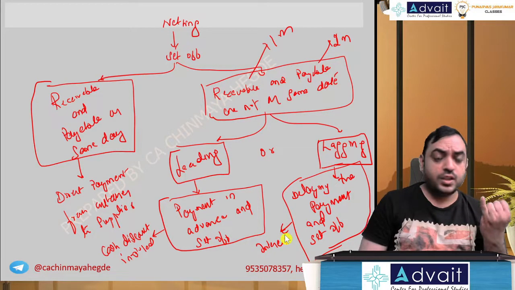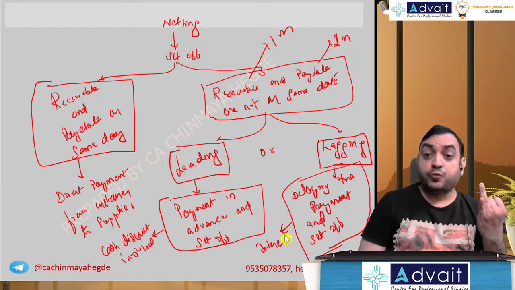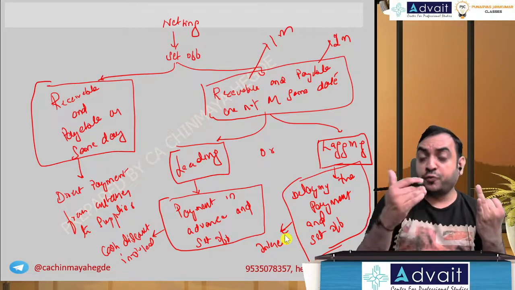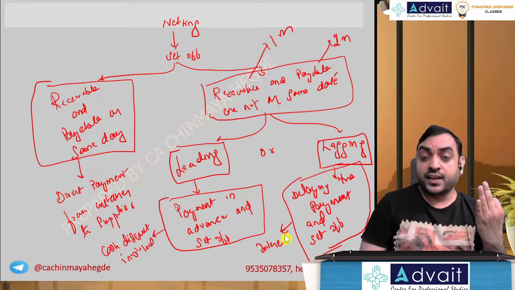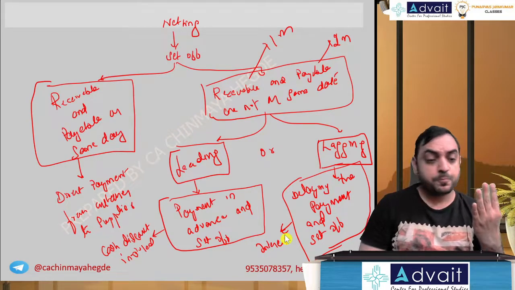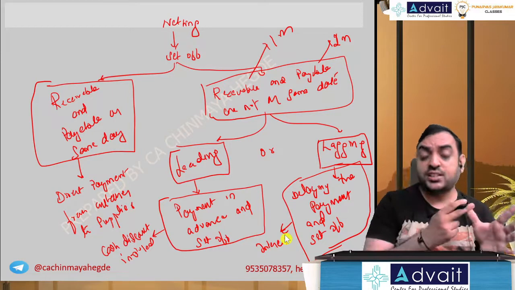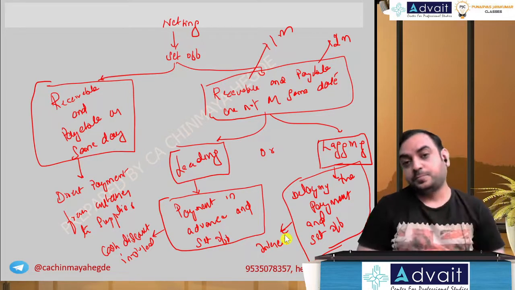So we have understood unhedged position, forward cover: importer will go for forward buy, exporter will go for forward sell. Money market hedging, shortcut also explained. Netting, which involves the concept of leading and lagging.